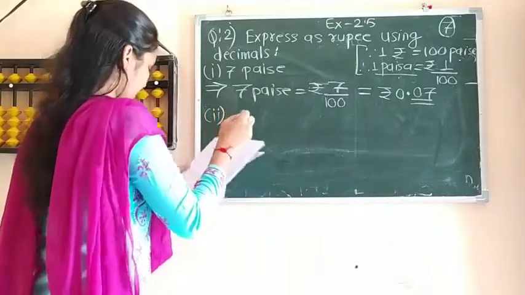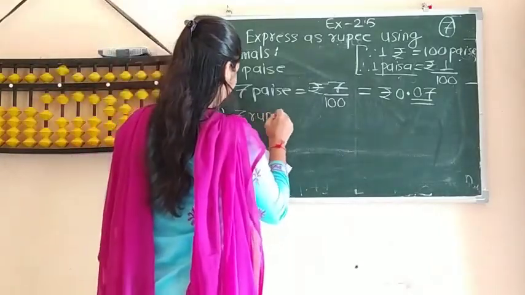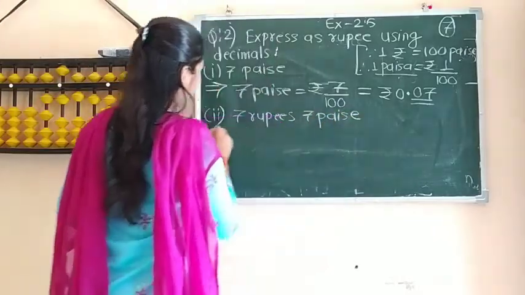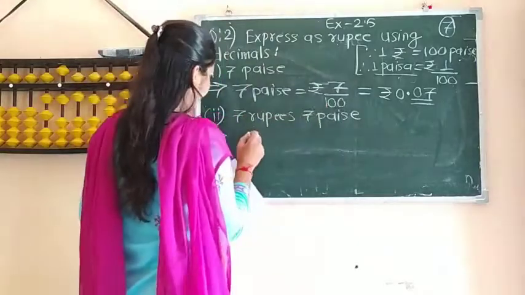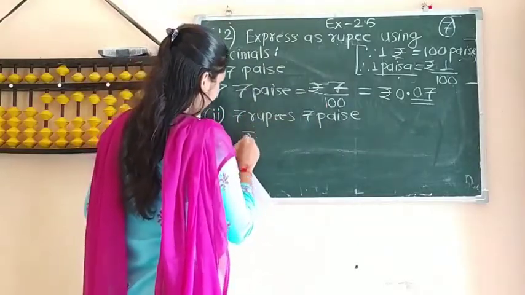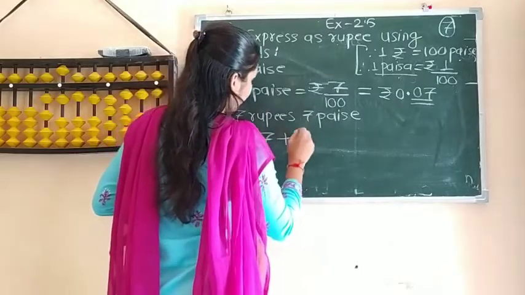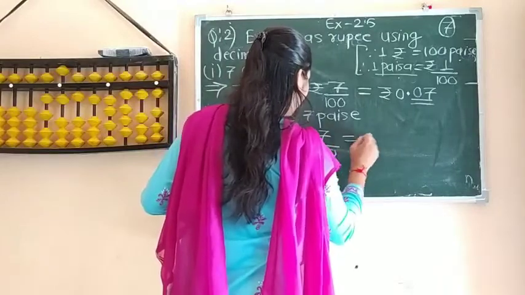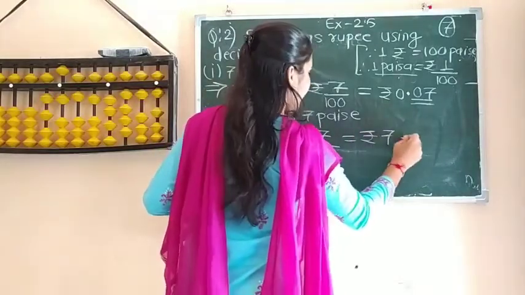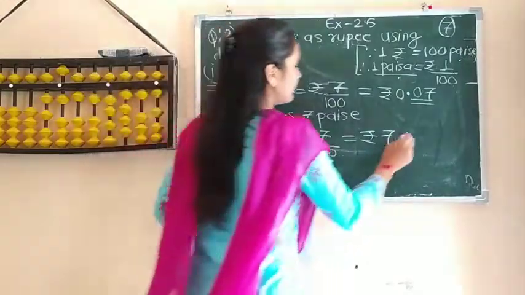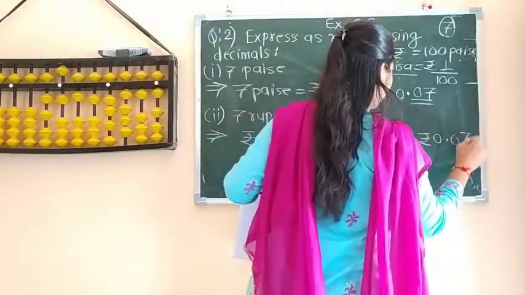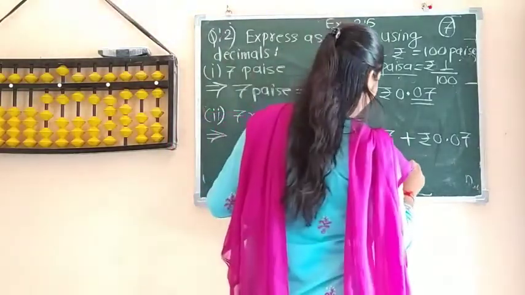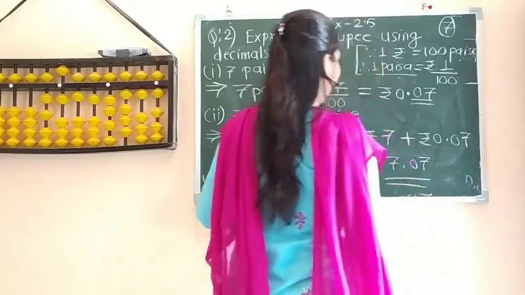So second is 7 rupees and 7 paise. You have to express this all in rupees. So how you will write it: this 7 rupees as it is plus you have to convert this 7 paise into rupees. So 7 upon 100. That means this rupees 7 as it is plus 7 upon 100 means rupees 0.07. And after adding, what you will get? You will get rupees 7.07. This is the answer for second.